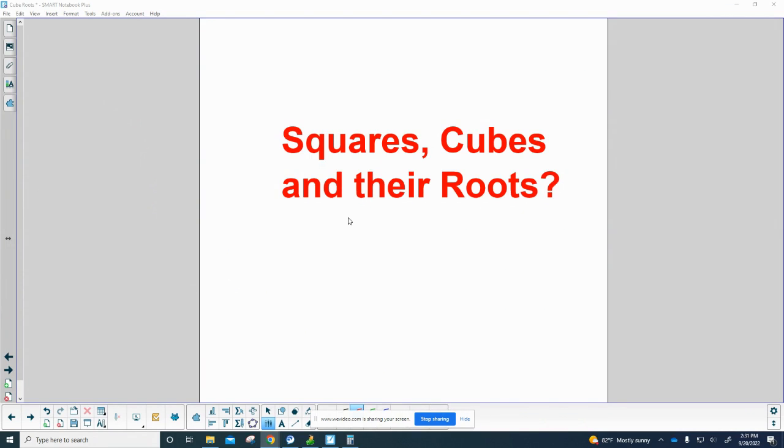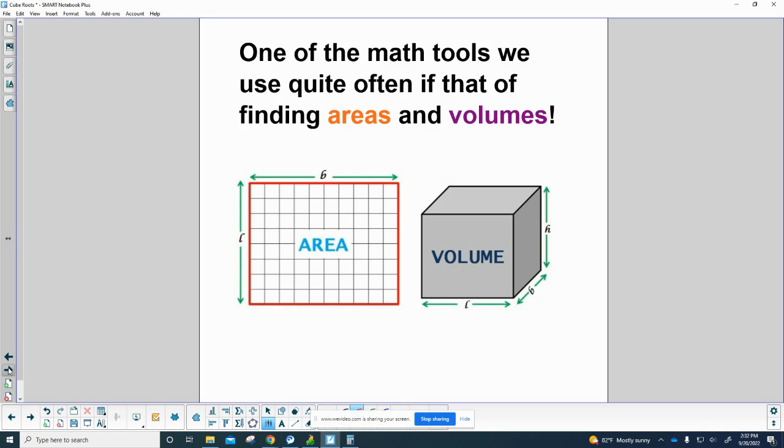We're going to start a little lesson today about squares, cubes, and their roots. So just a little different than what we've done the last couple of days, but certainly very, very important. So let's get going. First of all, one of the math tools we use quite often is that of finding areas and volumes of different shapes.